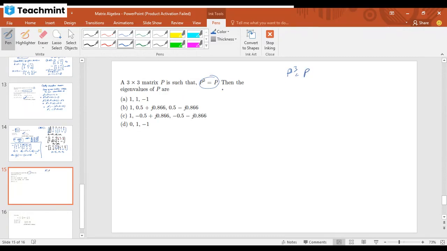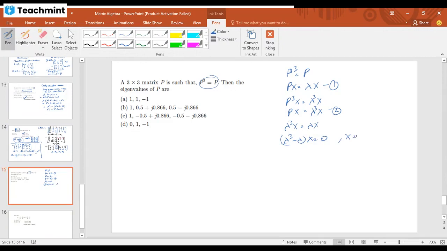So if we are interested in eigenvalue and eigenvector, we know the relation Ax equals lambda x. So Px is equal to lambda x, and also P cube x is equal to lambda cube x. This is the property of the eigenvalue and eigenvector. But P cube is equal to P, so it means that Px is also equal to lambda cube x. So if we consider the first and the second equation, we get lambda cube x equal to lambda x, or lambda cube minus lambda times x equal to the null matrix.